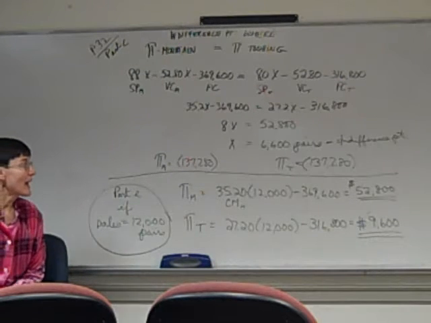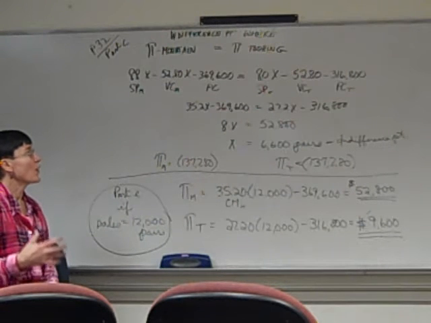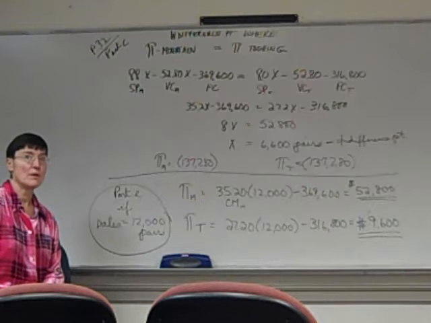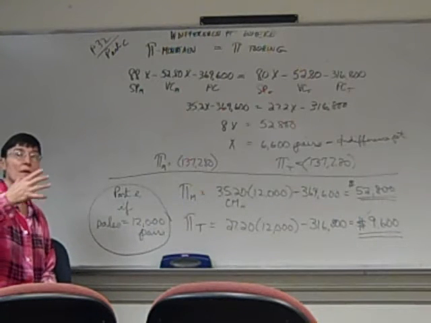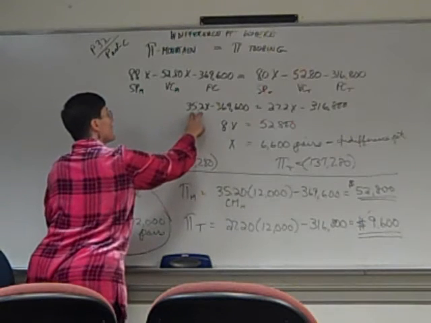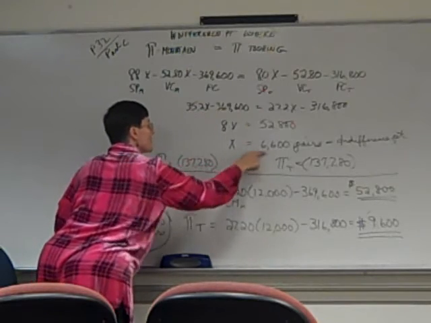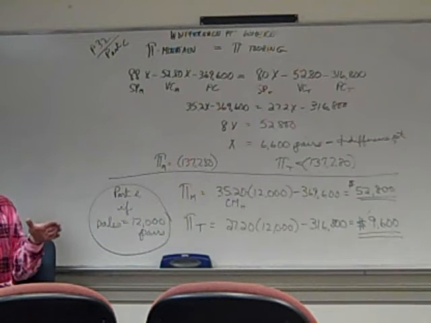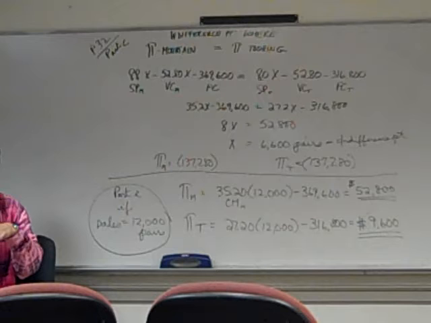So at the lower amounts, we're going to want to sell touring because they have less fixed costs to cover. At higher amounts, we're going to want to sell mountain because they give us more per unit once we've covered our fixed costs. So the 6,600 point is where the difference is. Below 6,600, we'll go with touring. And above 6,600, we'll go with mountain.